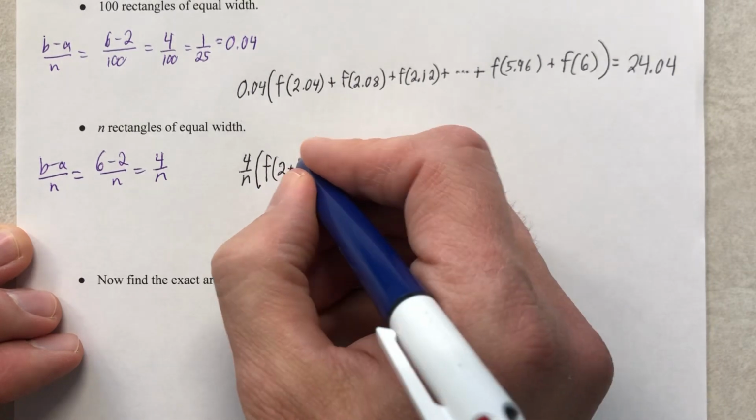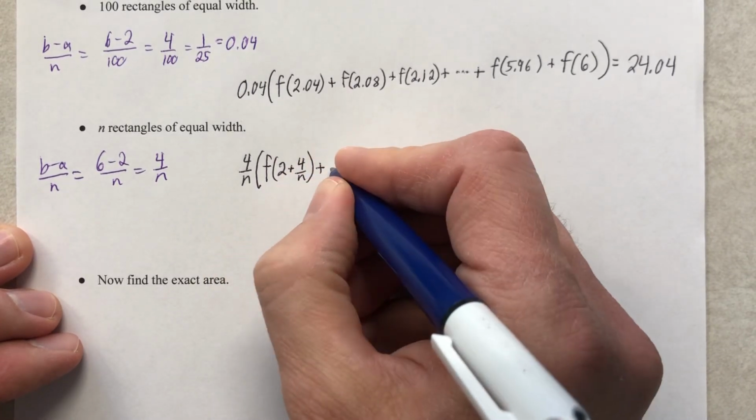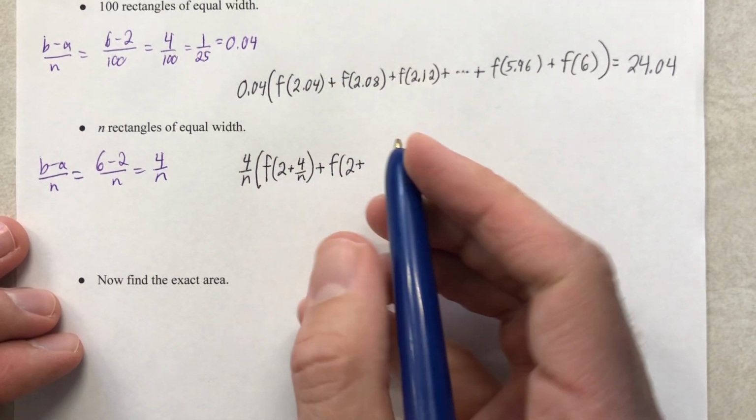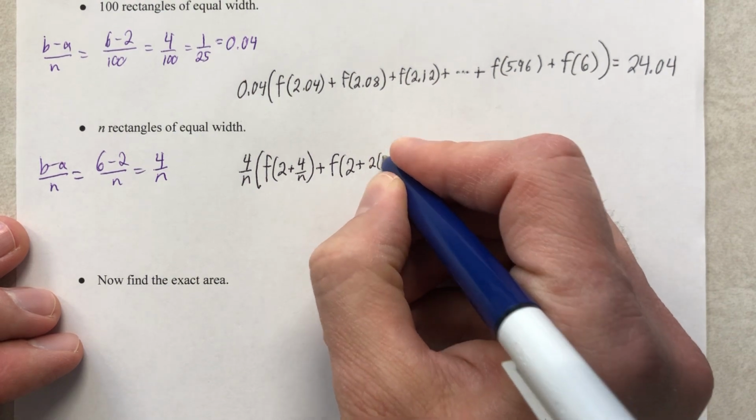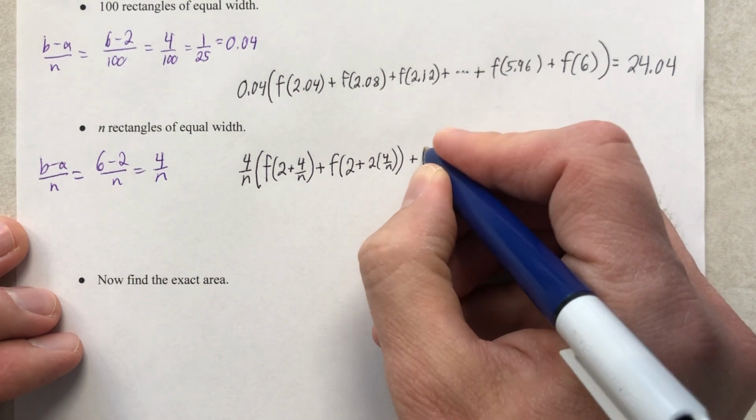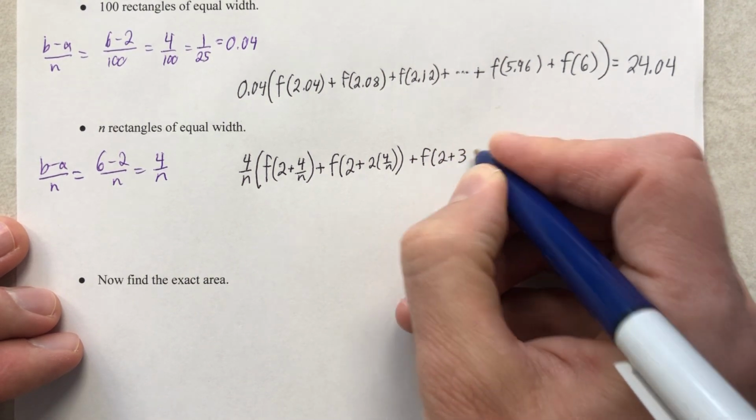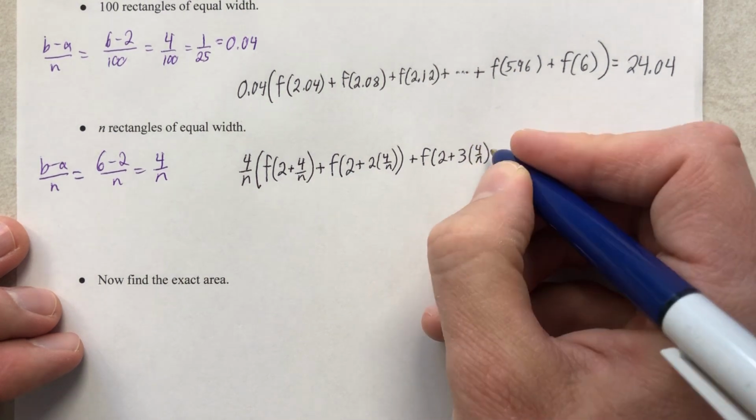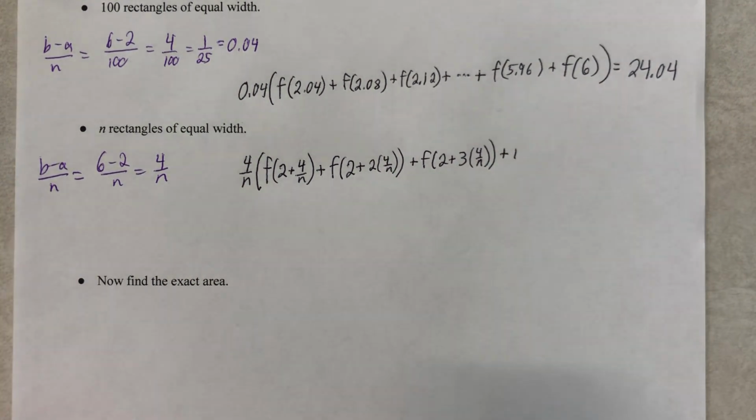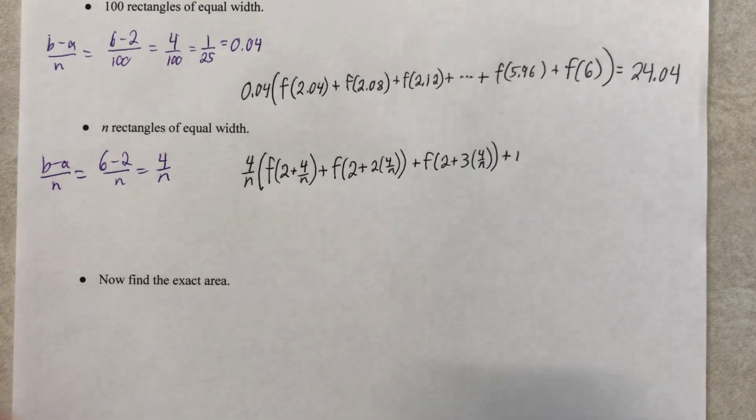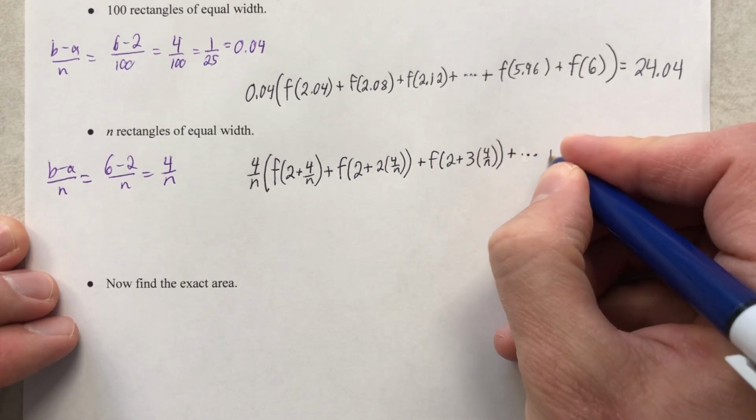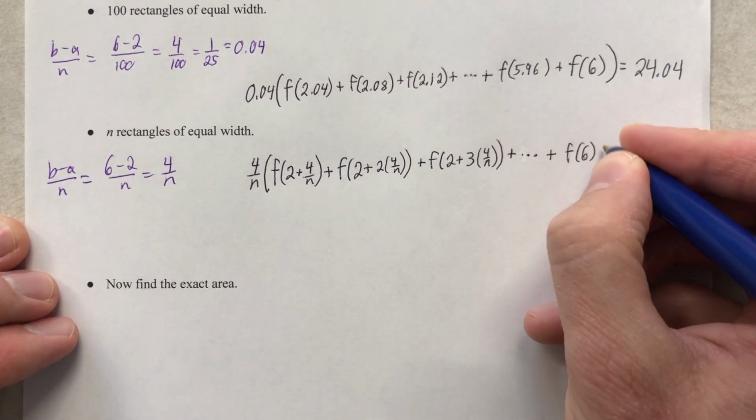Well, it's 2 plus 4 over n, plus f of 2 plus, okay, here's one 4 over n. Now we're going to have another 4 over n, and then a third 4 over n. We keep adding another 4 over n every time. We're going to do that all the way to the end, and I need some dots in the middle. And the very last one is 6.